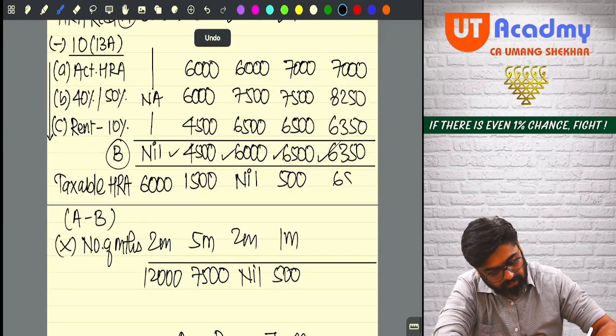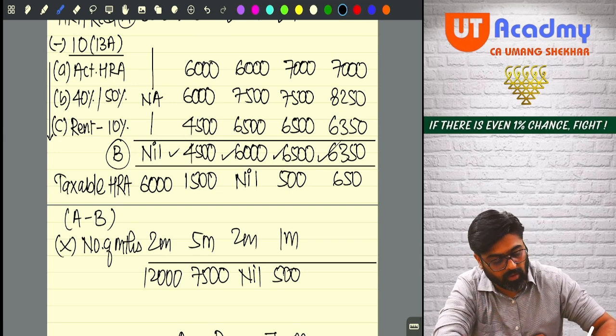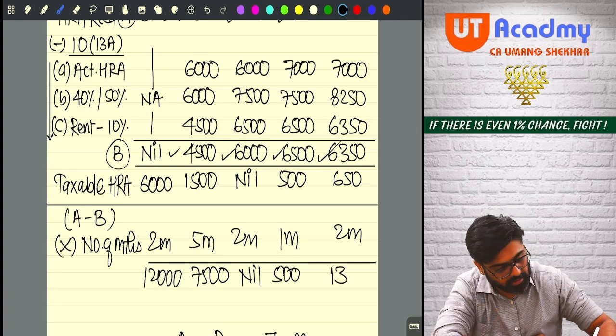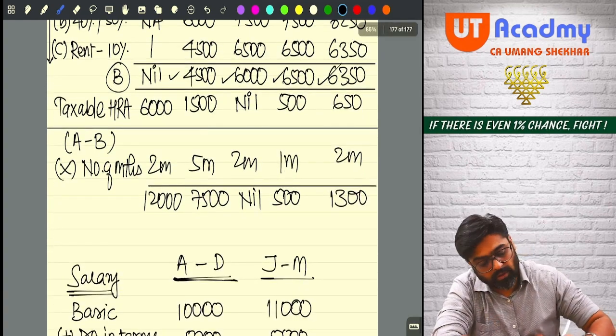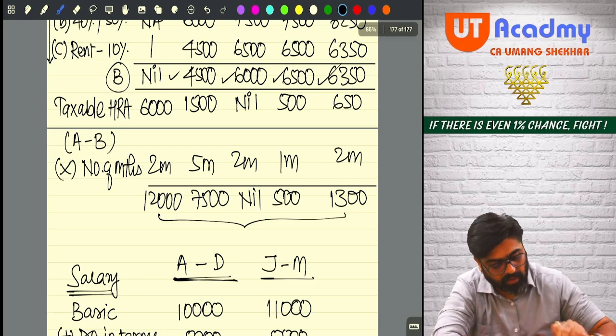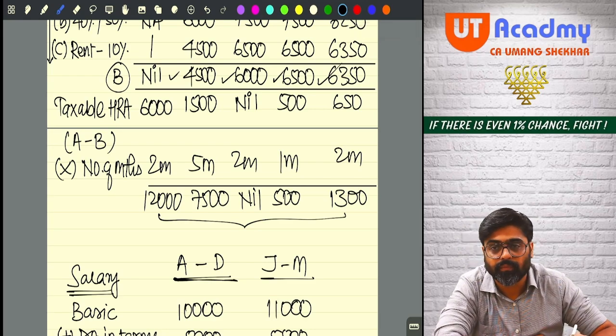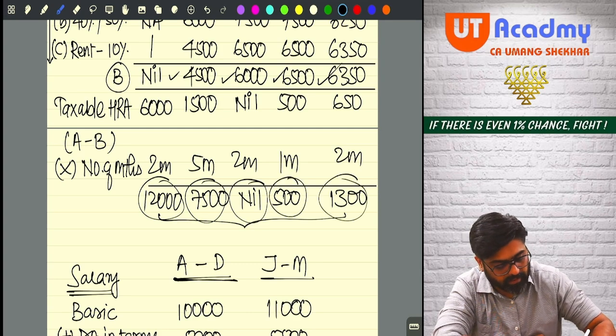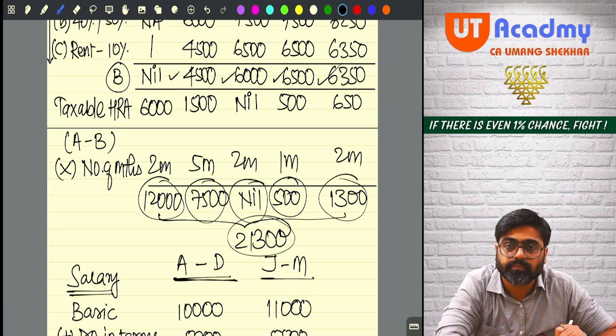650 will be taxable. And this will be taxable for how many months, friends? 2 months. February and March. So 1300 will be taxable over here. Did you calculate the taxable HRA for all the months? Now can you add all of them? You will get 21,300. Please check. This is my taxable HRA.